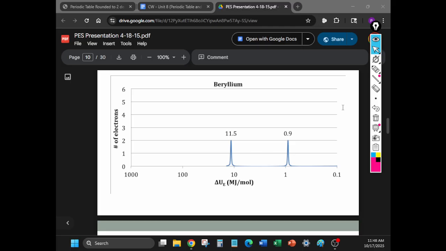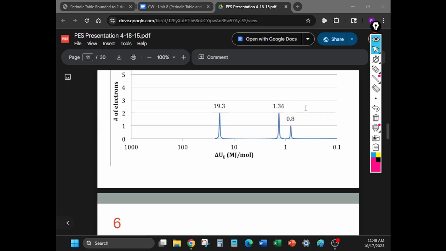Now, when we go to the 2p, this is where we get a little bit of a change. Let's go to the next one, boron. Boron has 3 peaks. This is the 1s subshell. This one is the 2s subshell. This is the 2p subshell. Boron is 1s2, 2s2, 2p1. And so you guys kind of see that same pattern, right? Peaks for each subshell, and the height is determined by the number of electrons. That's what PES is.